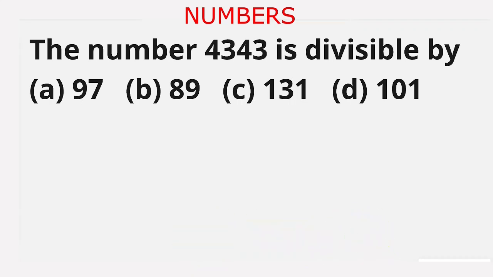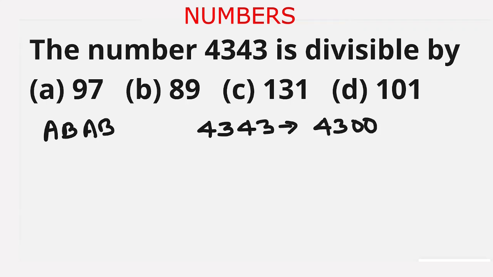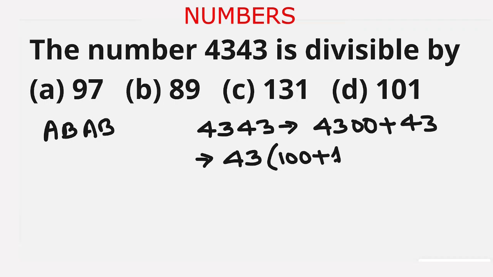The answer of this question is option D 101. As in the concept part, any number of the form ABAB is divisible by 101. Now I will explain it by the given question itself. 4343 can be written as 4300 plus 43. And if we take out 43 common, then this will be 100 plus 1, and this is equal to 43 into 101. Therefore, this number is divisible by 101.